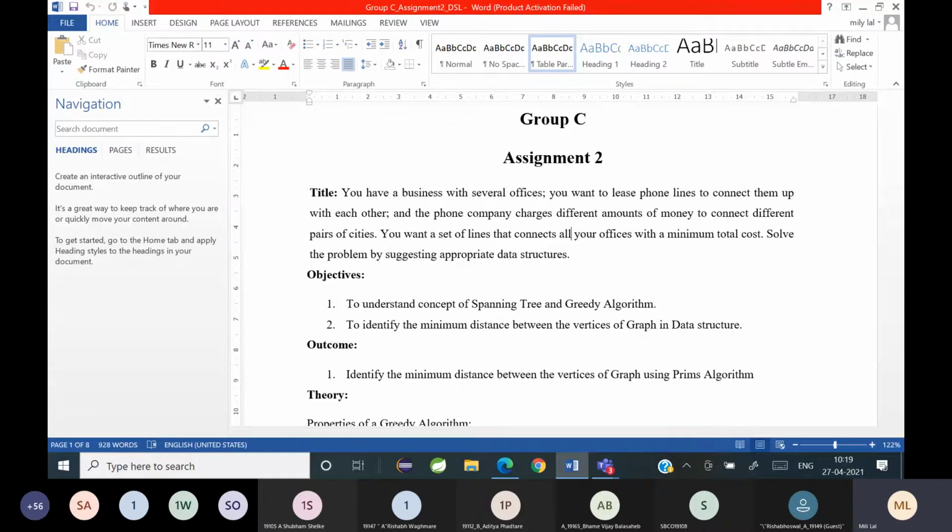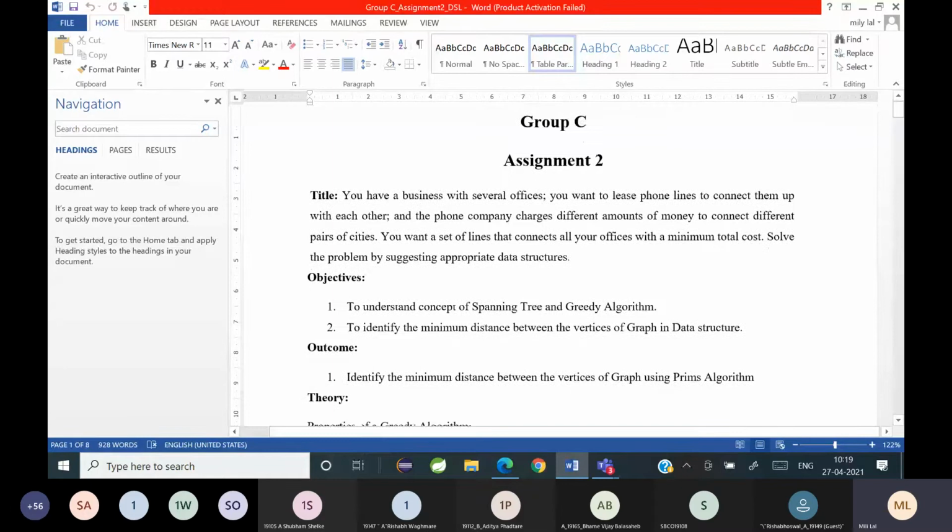So what you understand from the problem statement is that you have to set up offices in different places. So the offices are going to be your nodes or vertices, and the connections you're going to set up, that is, you want to lease phone lines to connect them up. So the connections that you're going to set up between the nodes are going to be your edges. Now you want to select the perfect edges so that the set of lines that connects all your offices is going to be with a minimum total cost.